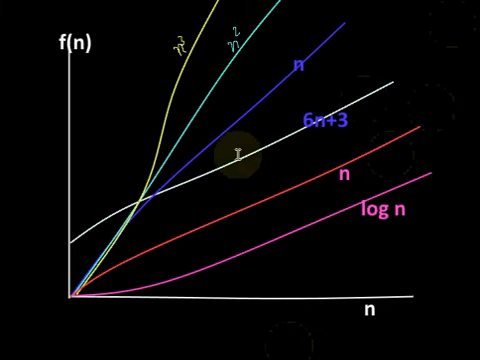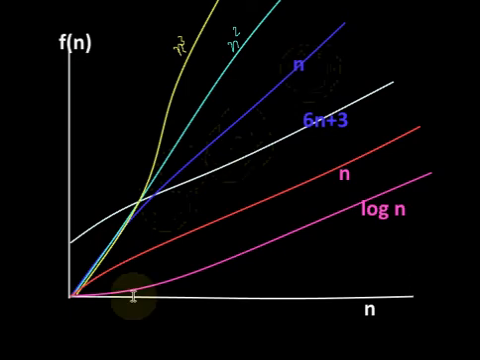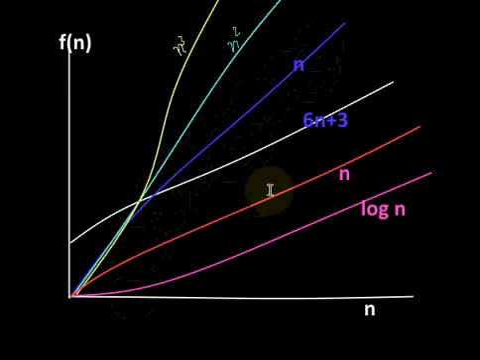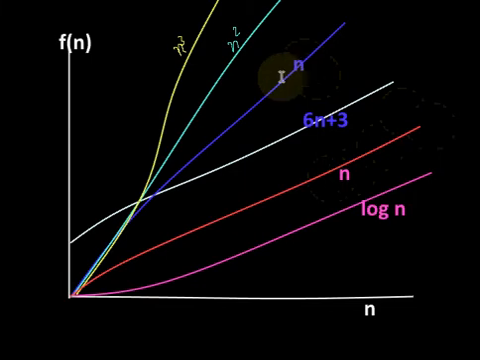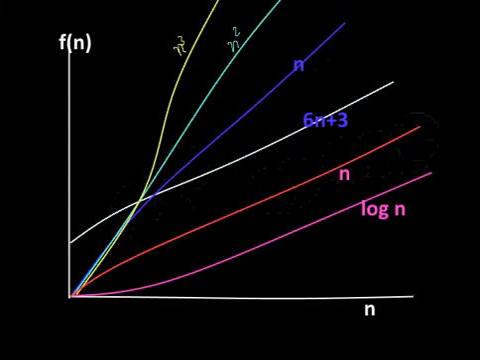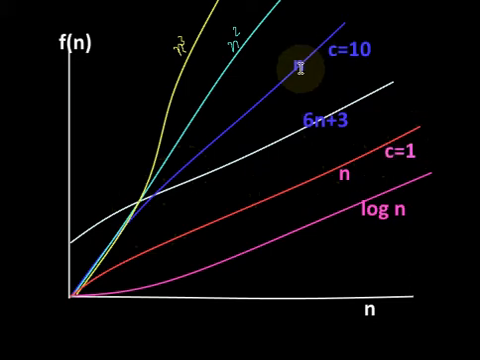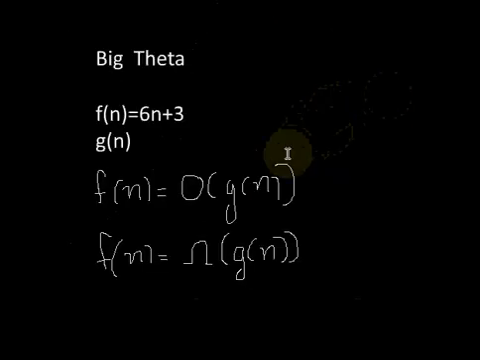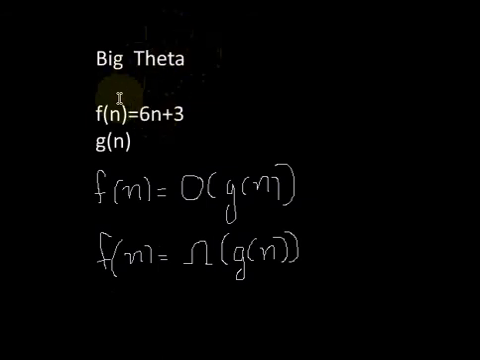But if we observe the graph, we can see that here one function is acting as both the upper bound and also the lower bound. The function n is acting not only as the upper bound but also as the lower bound, but for different constant values. Here c equals 10 and here c equals 1, but the same function is acting as the upper and lower bound. In that case, we use the term tight bound. So here we can say that the function n is a tight bound for the function 6n plus 3. And the notation used for the tight bound is big theta notation.